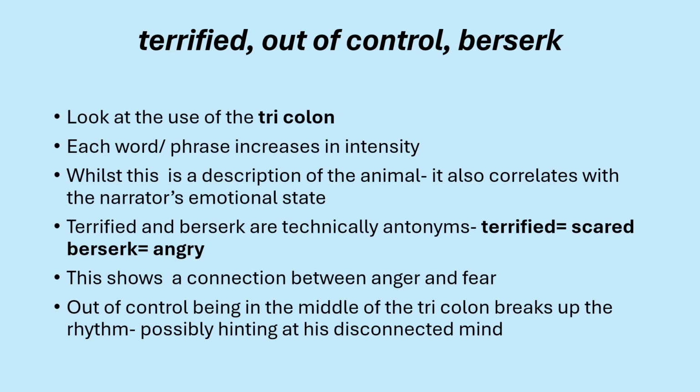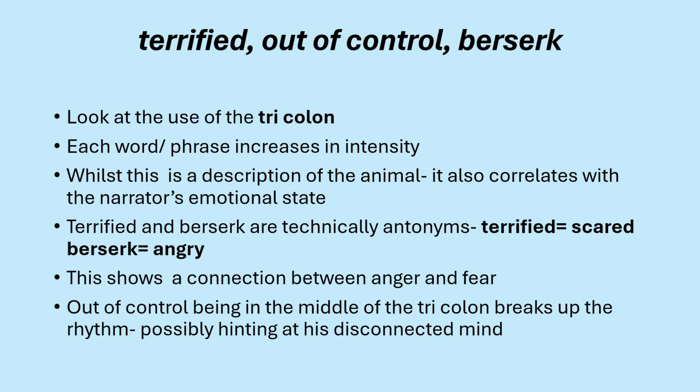"Terrified, out of control, berserk." Now, this is my final quotation. First of all, we remember it's a tricolon. Terrified, one. Out of control, two. Berserk, that's three, so it's a tricolon. I've noticed that with each word, or phrase, because "out of control" is a phrase, it increases in intensity. Now, this is a description of the ox.